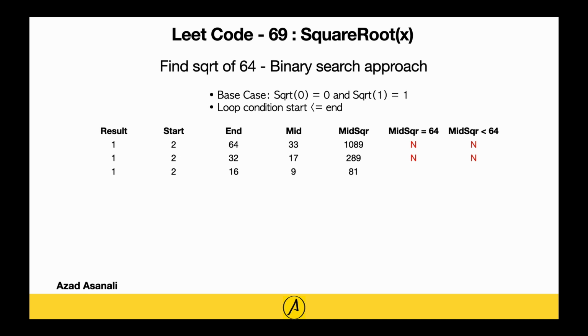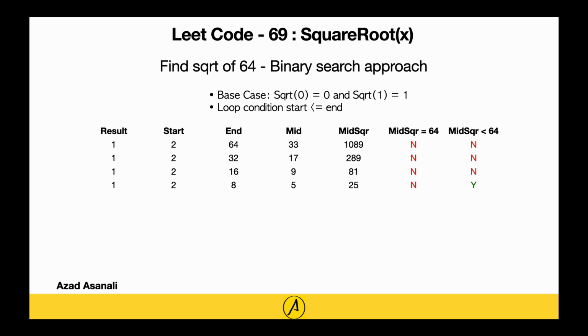So the midpoint between 2 and 16 is 9. The square is 81, which doesn't match our conditions, both conditions. So we will keep the result as 1, and we will keep the start point as 2. We will update the end pointer to mid minus 1.